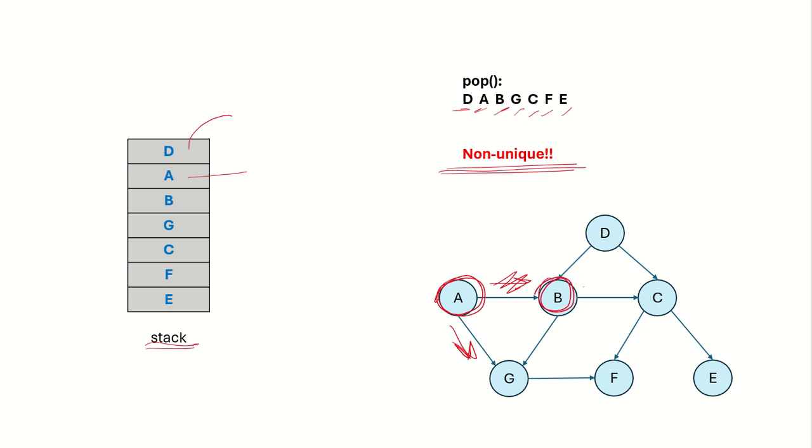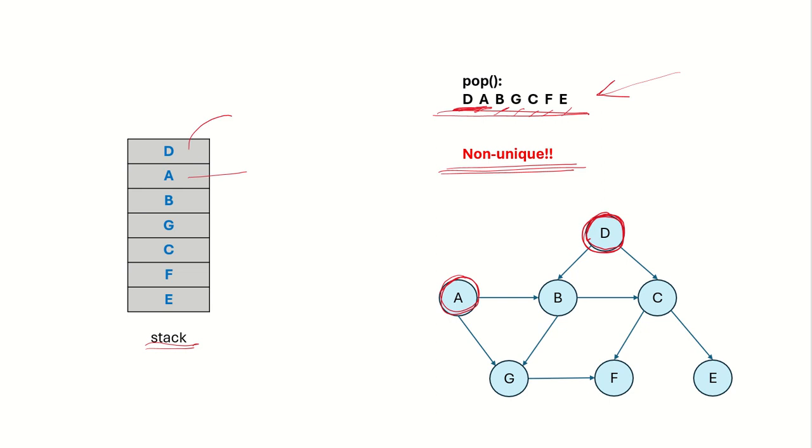From B, we went to C. If we had gone to G, then also our ordering could have been different. That means at each node when we were making choices, we could have made different choices. That is why this ordering is not unique. Also, if you see over here, D and A are coming first because they had no dependencies. D did not have any dependency, A also did not have any dependency. Both had an in degree of 0.